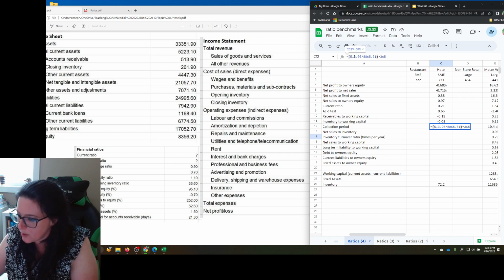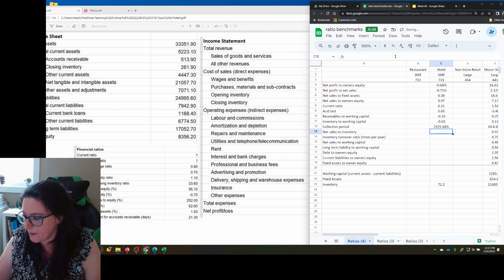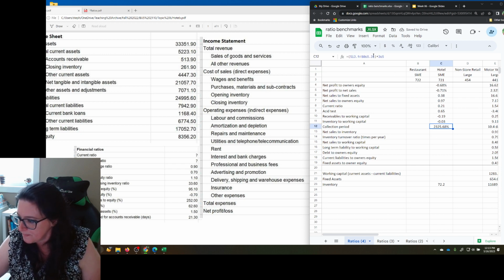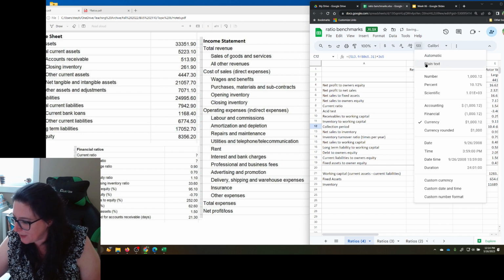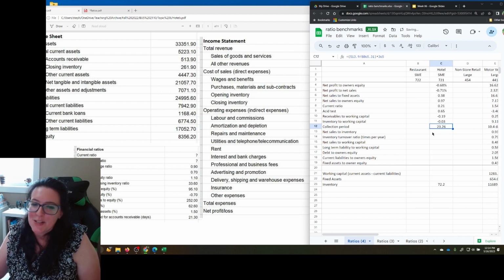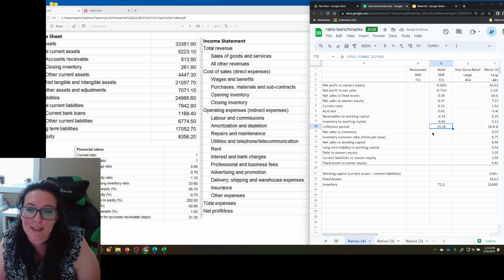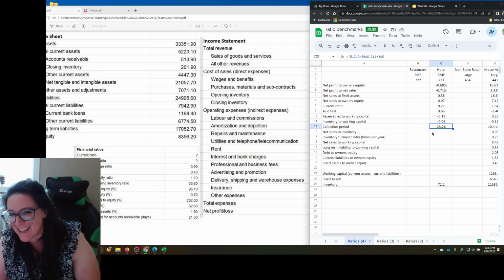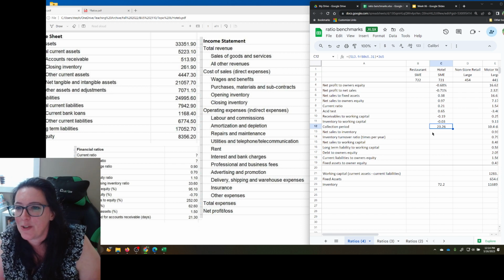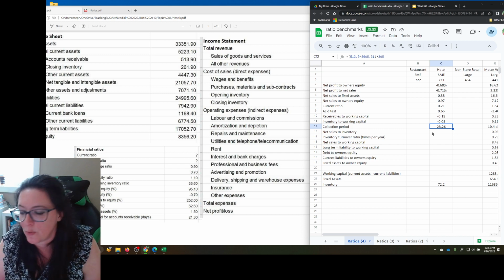So let's assume that most hotels are open 365 days a year. And it's not a percentage. So stop making it a percentage. Make it a number. It's not a dollar amount either. Just make it a plain old number. Plain number. There we go. All right. So the collection period for hotels is 23 days. Remember, now, if we have more sales based on credit cards, right, there's a processing time. And so what you see in the hotel industry is that it's taking about 23 days for us to get the money from when somebody stays in the hotel.